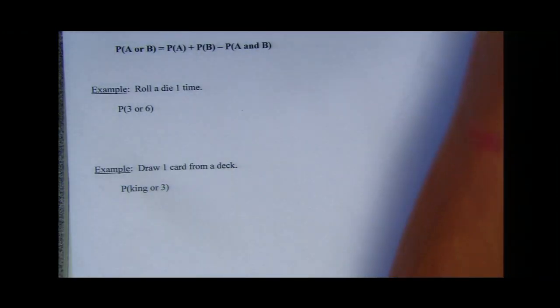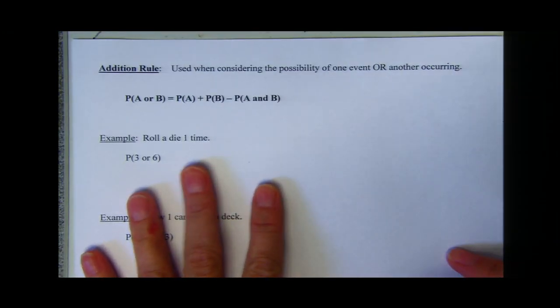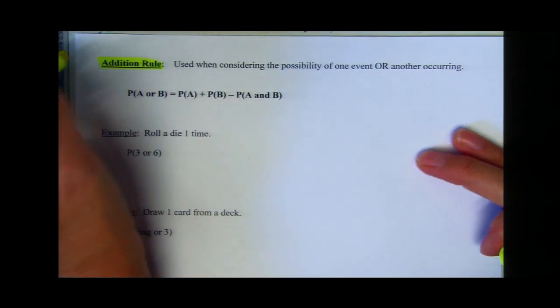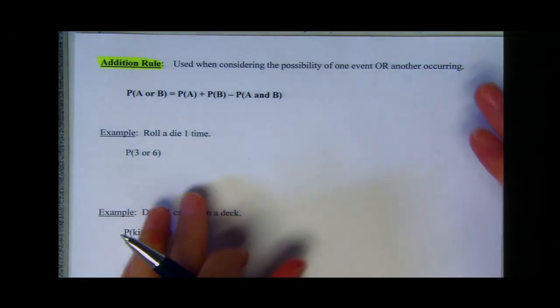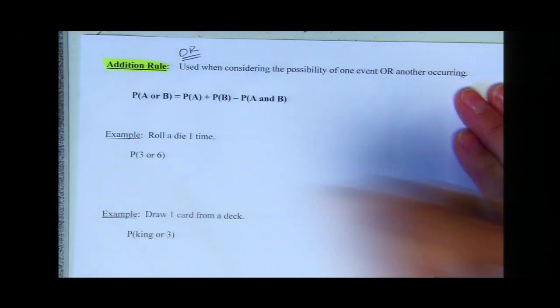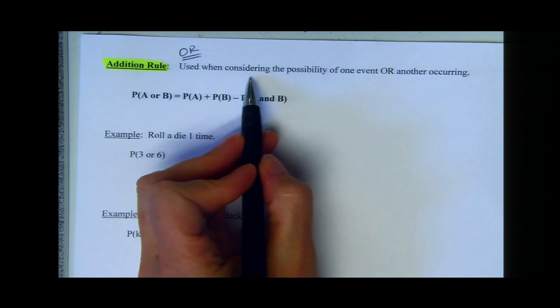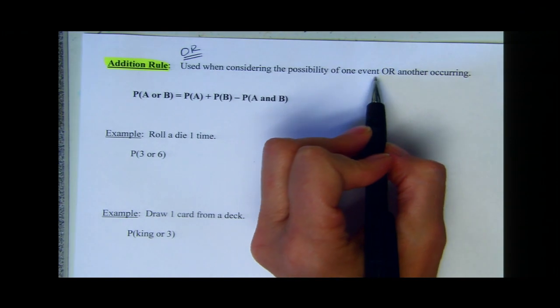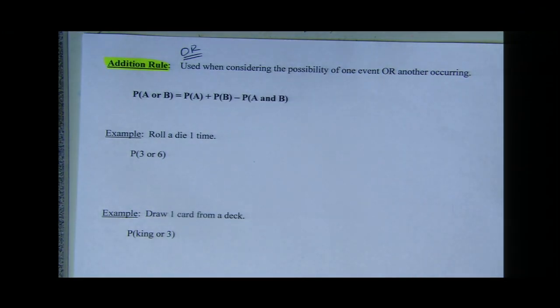So now we're going to continue on and learn an additional rule. Pull that down. Now we're going to look at what is called the addition rule. Now, just like the multiplication rule is also known as the AND statement, this is the OR statement. And this is used when considering the possibility of one event or another occurring. So there's only one event or one item that's going on. You just want to know which one's going to occur, where in the multiplication rule, more than one event was occurring.